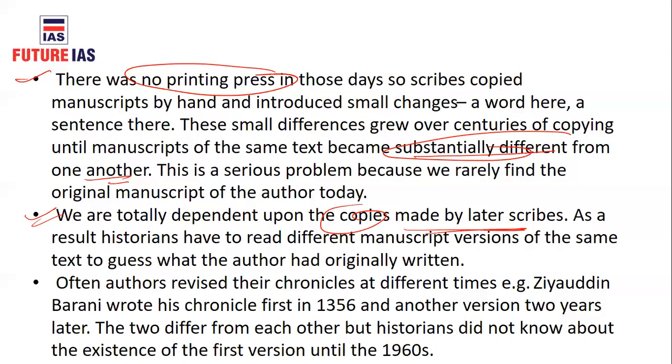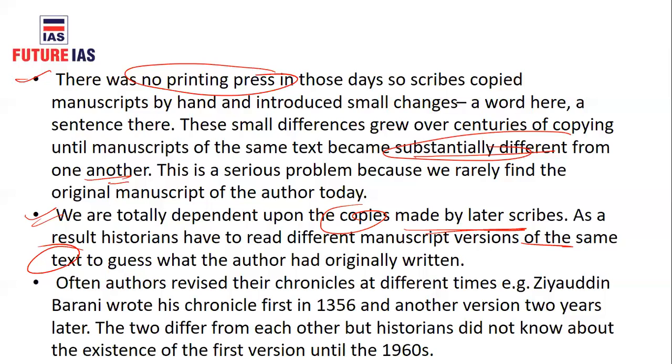And as a result, the historians have to read the different manuscripts, the different versions of the same text. Because if I'm writing something related to the same manuscript and you're writing something, you will be writing a different version. So the historians who were compiling and mining that data have to refer to the different versions of the manuscripts, and also scan through the writers who were publishing those texts. And often these authors revise those chronicles at different times.